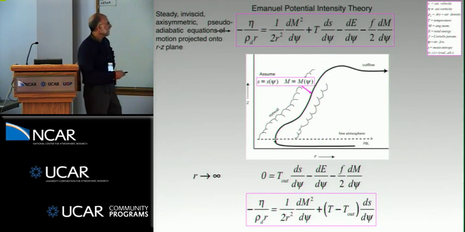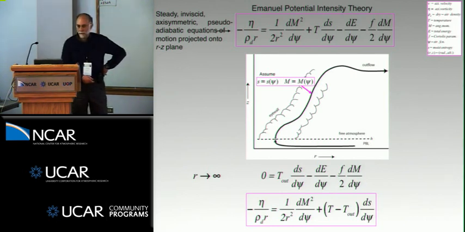So the first thing you do, you can find this in Doug Lilly's paper, if you take R to infinity, these first two terms drop, and you say, okay, well, let's imagine we're going in the outflow of a hurricane. Those first two terms go away. The only thing that changes then is that the temperature becomes the outflow temperature. Subtract this from this and reduce the equation considerably to that.